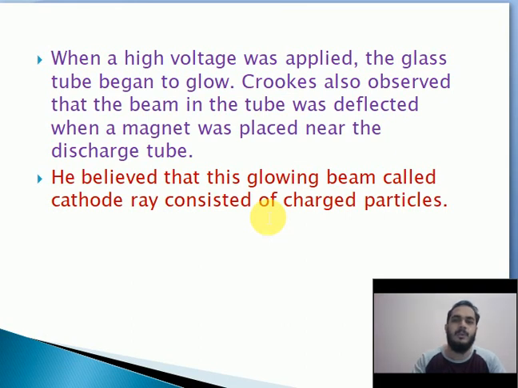Crookes also observed that the beam in the tube was deflected when a magnet was placed near the discharge tube. He believed that this glowing beam, called cathode rays, consisted of charged particles. So these cathode rays have charge.